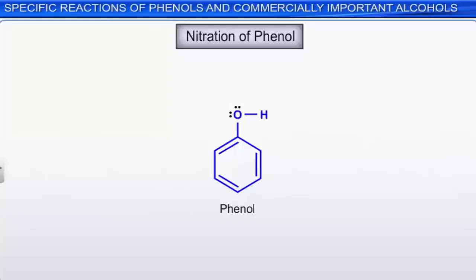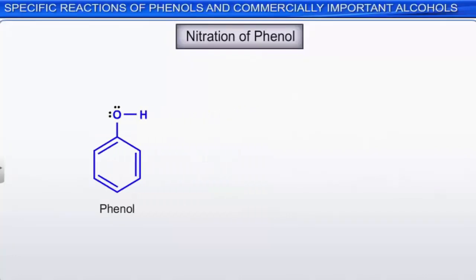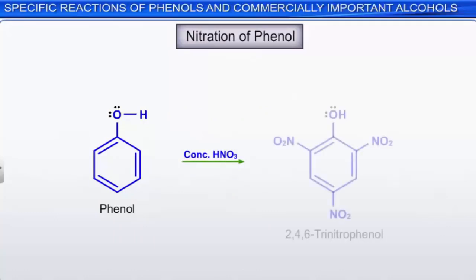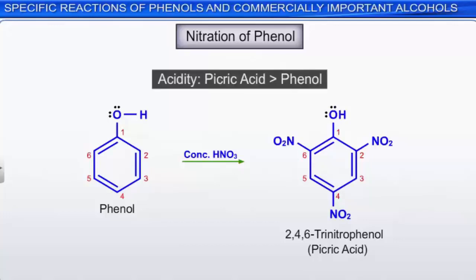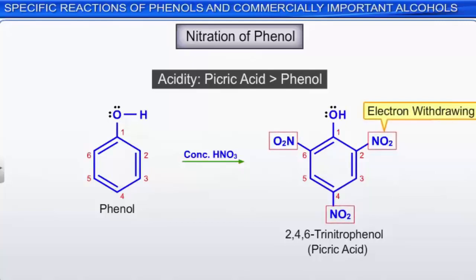The outcome of nitration of phenol varies with the reaction conditions. When a phenol reacts with concentrated nitric acid, the reaction produces 2,4,6-trinitrophenol, commonly known as picric acid. This reaction occurs in low yield. Picric acid is a stronger acid than phenol because of the presence of 3 electron-withdrawing nitro groups, which facilitate the release of hydrogen ion.